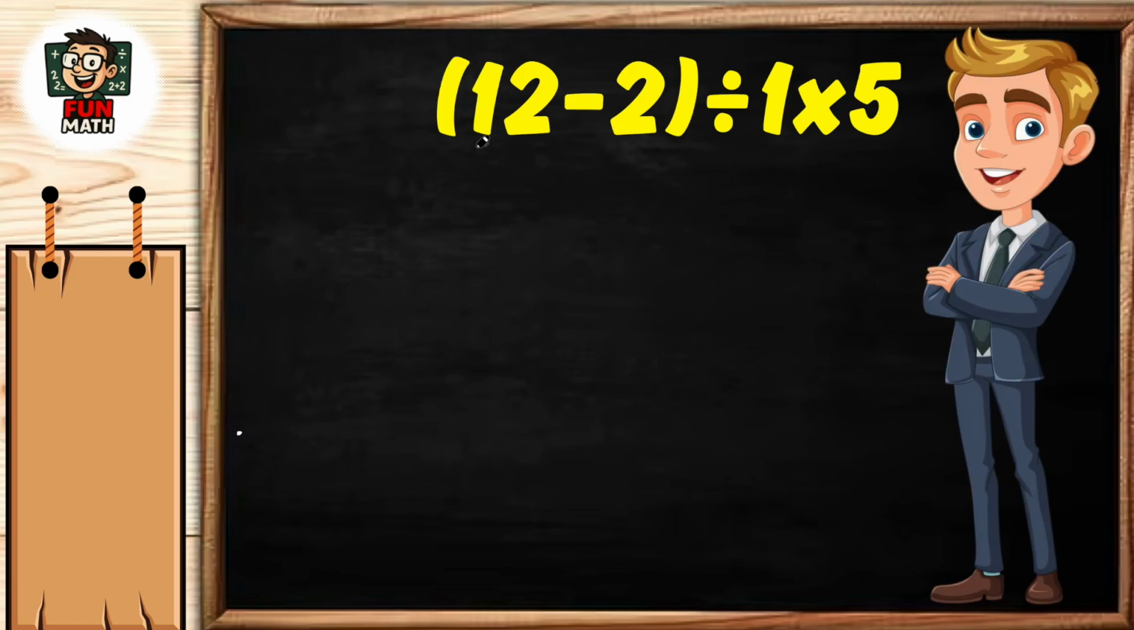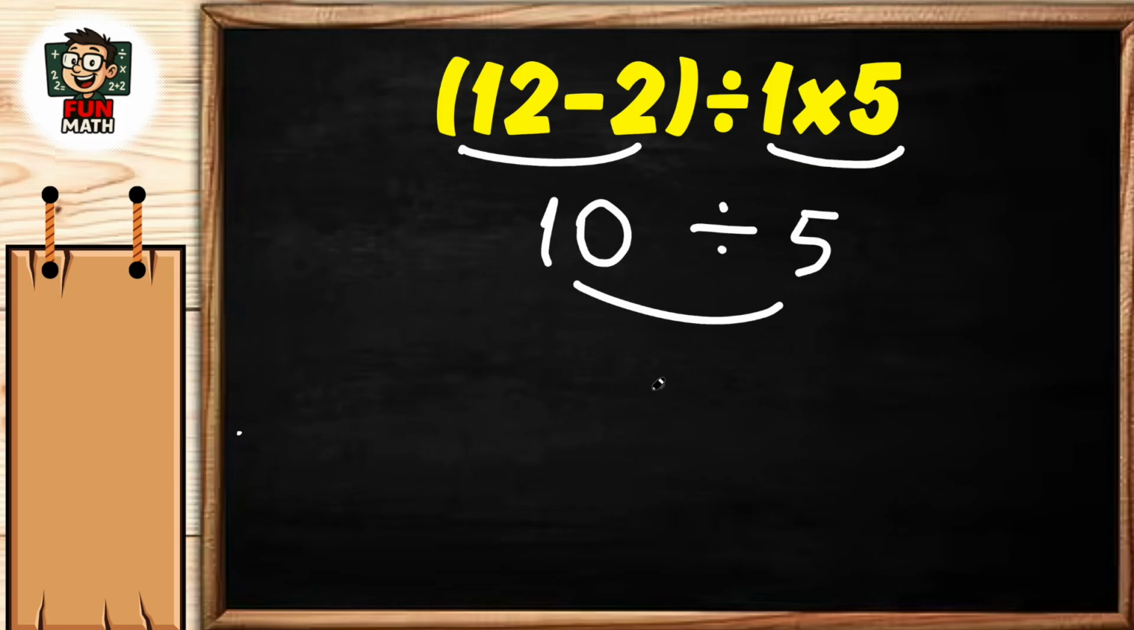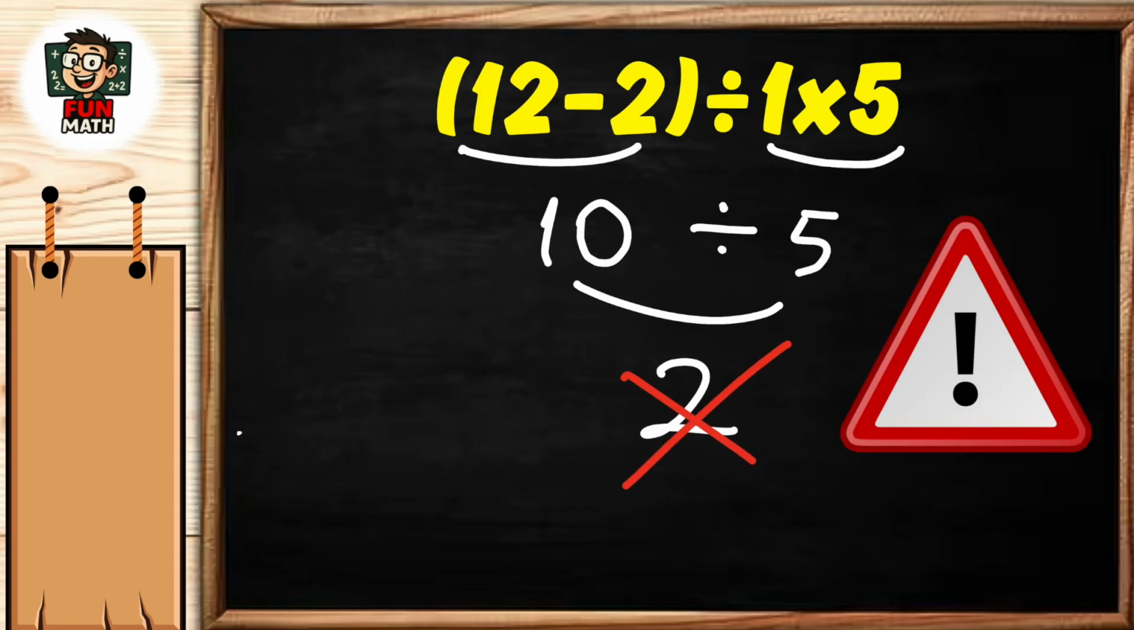Let's look at the solution. 12 minus 2 equals 10. 1 times 5 equals 5. Let's divide last. 10 divided by 5 equals 2. If you solve the question this way, you solved it incorrectly.